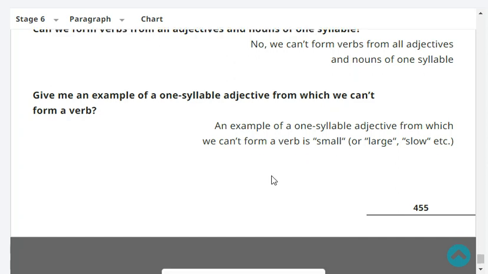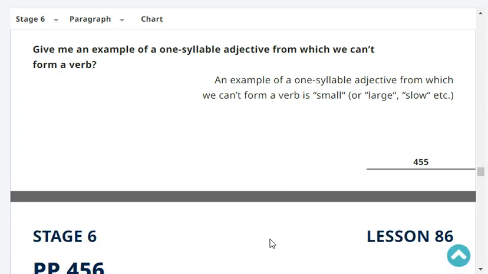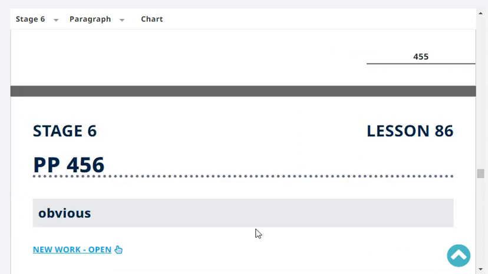Give me an example of a one syllable adjective from which we can form a verb, please. An example of a one syllable adjective from which we can form a verb is small. Very good. And that's the end of our revision.